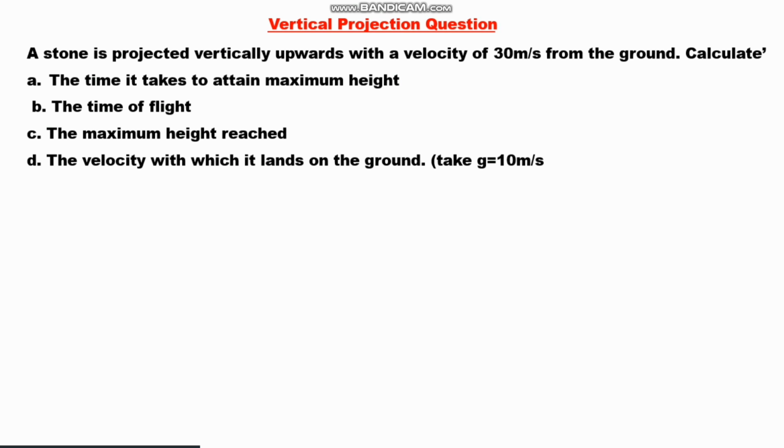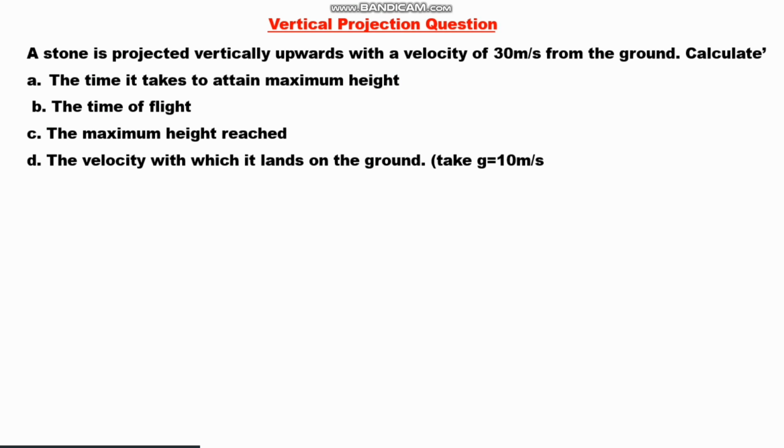And also we have the time of flight. The first one is the time it takes to attain the maximum height, so it is the time of projection from the ground to the maximum height. However, that stone is going to come down. The time it takes to come down from that maximum height plus the time it used to rise, the total is the time of flight. And also we have the maximum height reached, which I've already explained, and the velocity with which it lands on the ground.